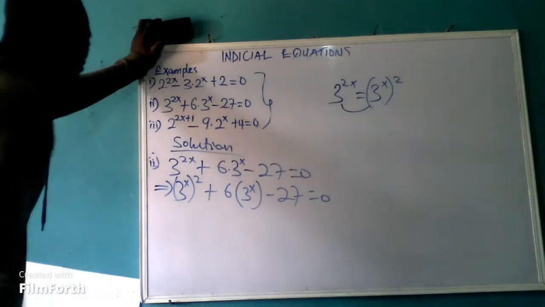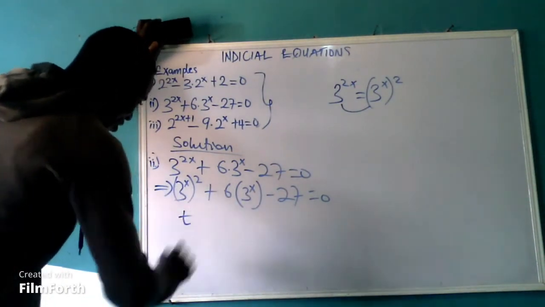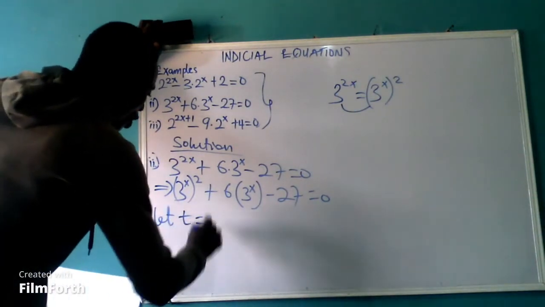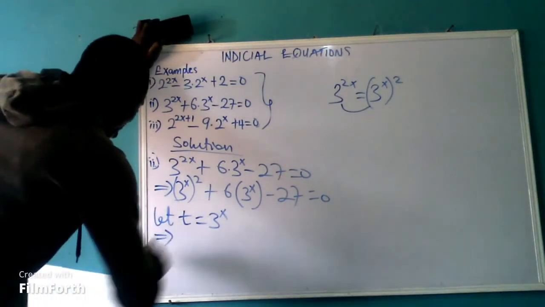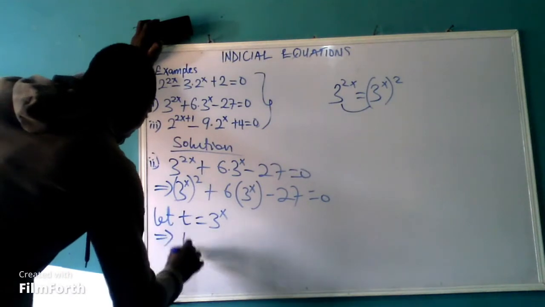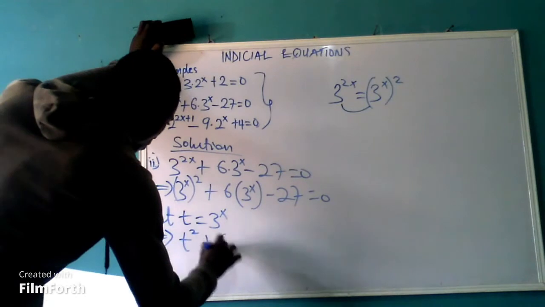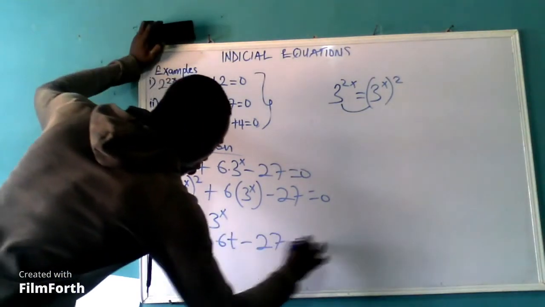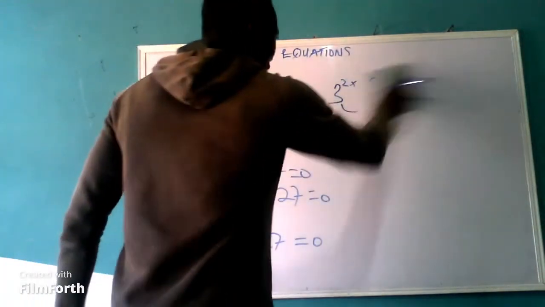Choose a variable that we can replace 3 raised to power x with. Let's choose variable t. You can choose any variable, so let t be equal to 3 raised to power x. By that, the equation is transformed to t raised to power 2 plus 6 times t minus 27 equal to 0. And mind you, this is a quadratic equation. Let's look at the method that we can apply.